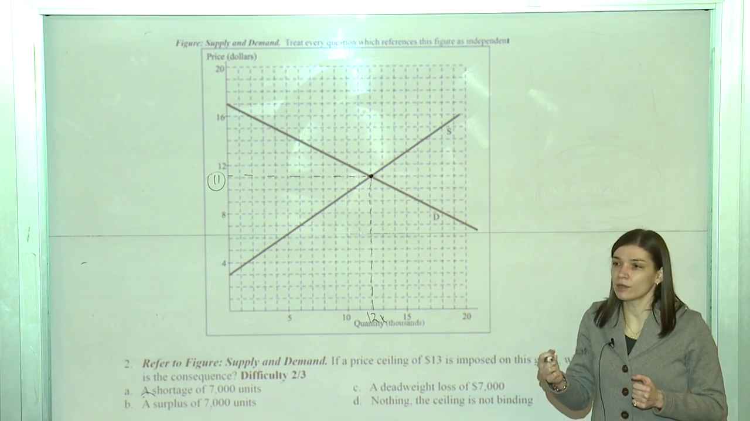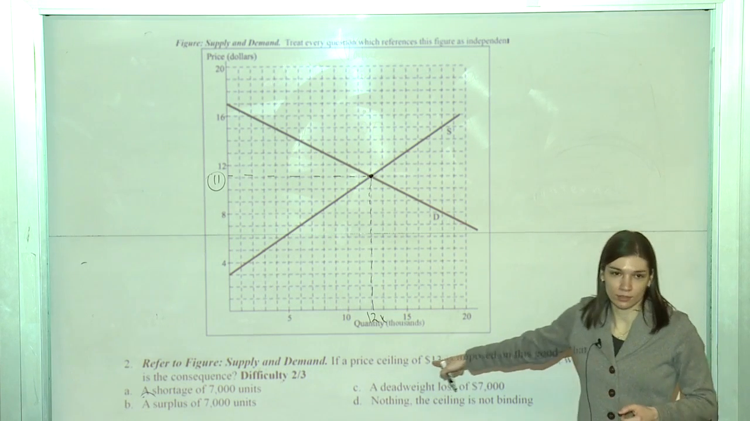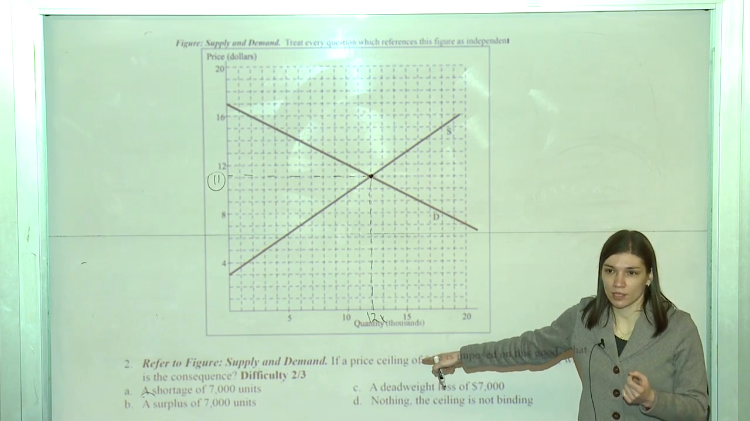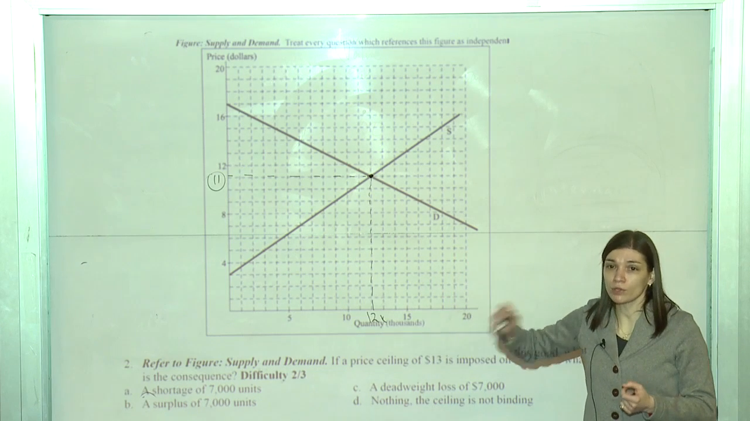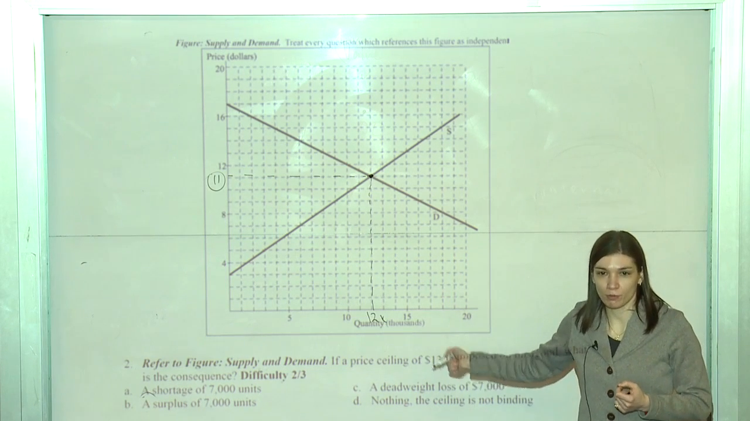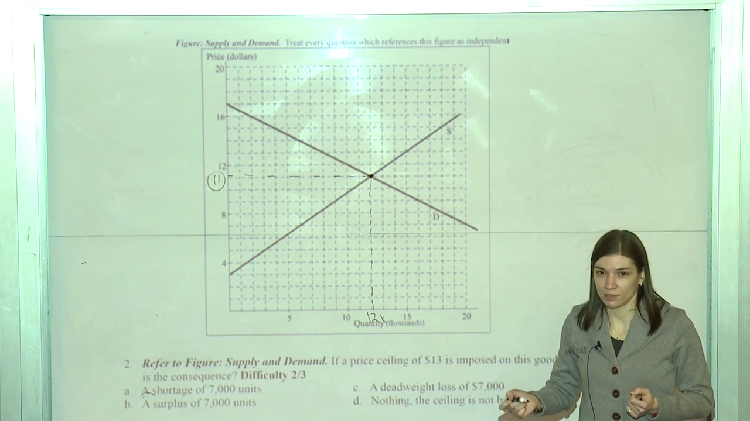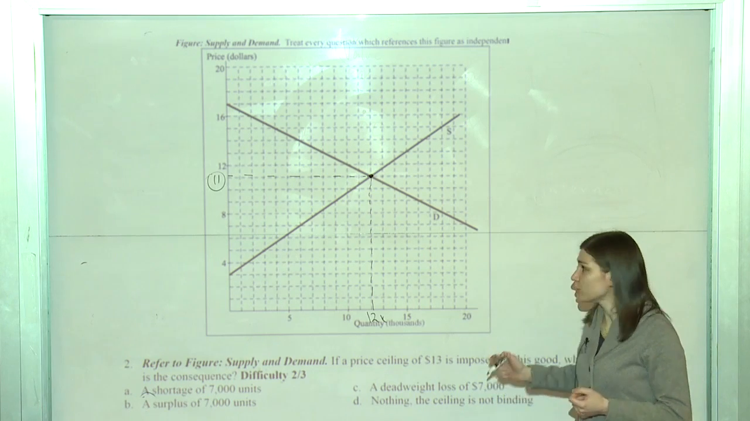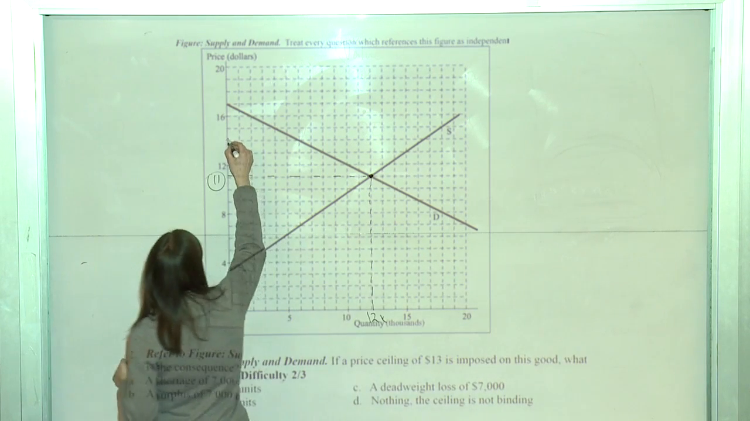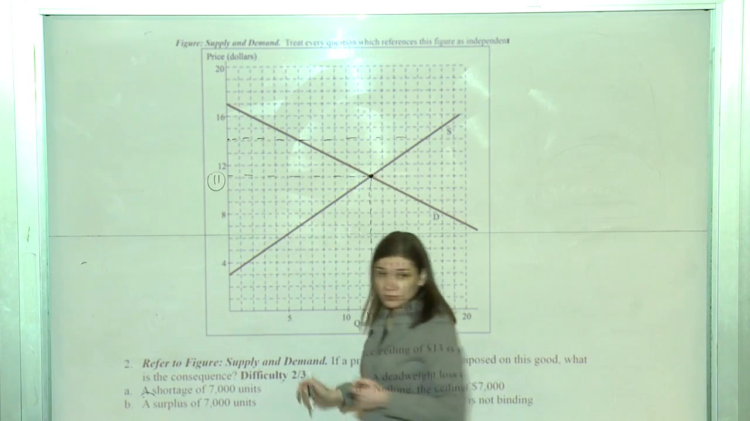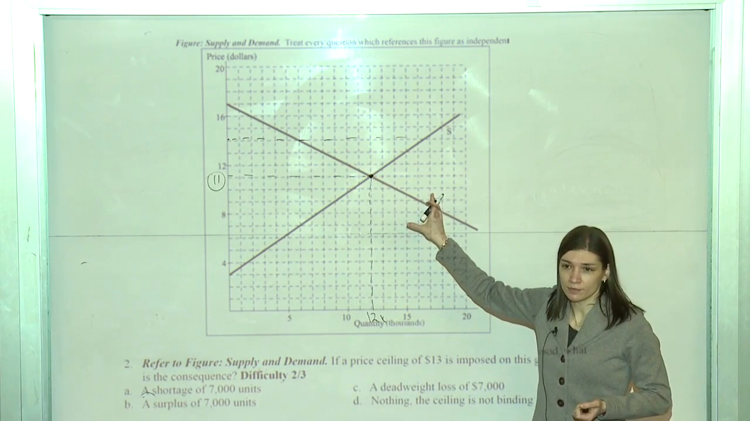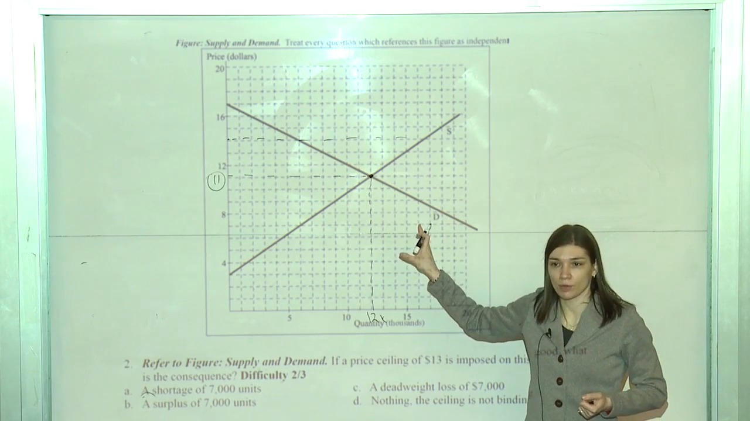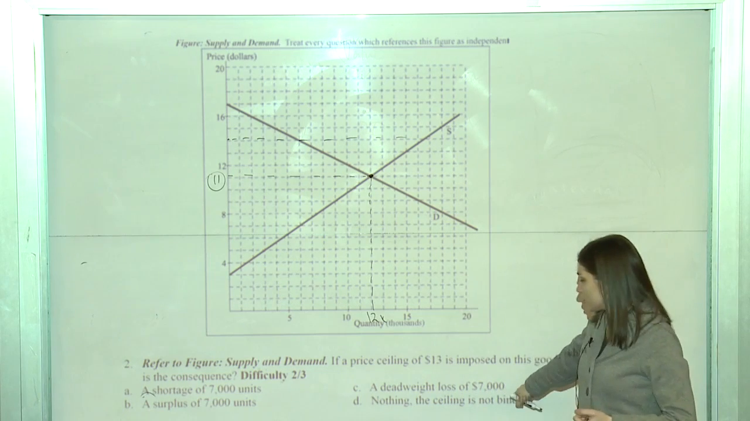So it's no longer legal to sell above 13. What is the price that we're selling at currently? 11. So we are not in violation of the price ceiling, right? What does that mean? Is it binding or not binding? Not binding, right? So in this case, because the price ceiling is above our equilibrium price, it does not affect the market. The market is still going to operate at equilibrium. This is not going to be binding, so there is nothing, right?